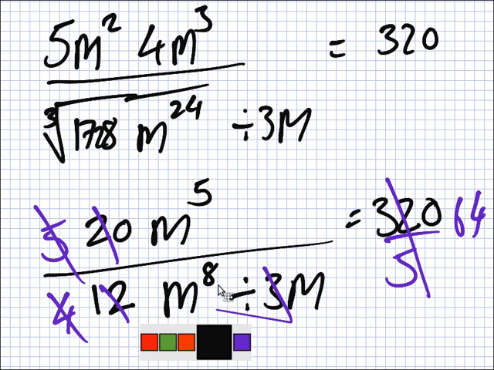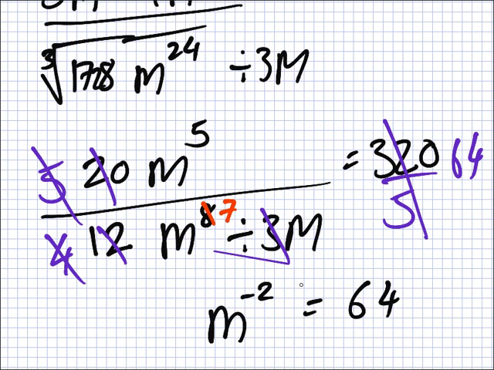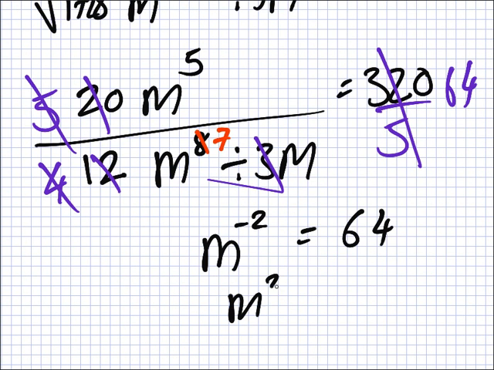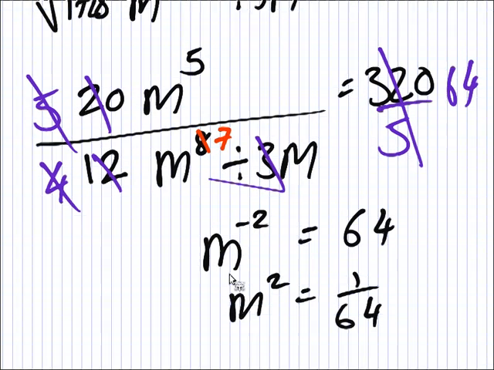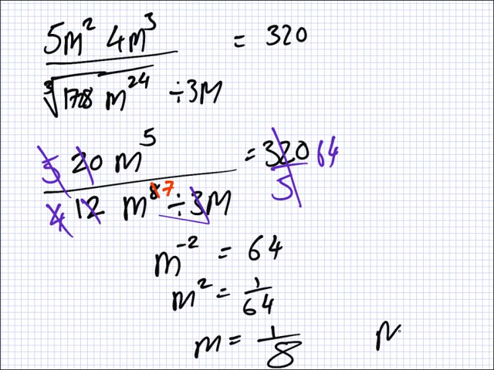m to the 5 divided by m to the 8 is m to the minus 3, isn't it? Oh, sorry, there's a 1 here, isn't there? So in fact, that 8 is really a 7. So it's minus 2, isn't it? So m squared equals 1 over 64. So this is why you could have the two answers, the plus or the minus. m is 1 over 8, and not minus 1/8.